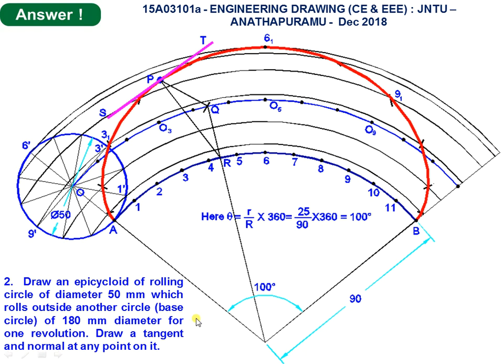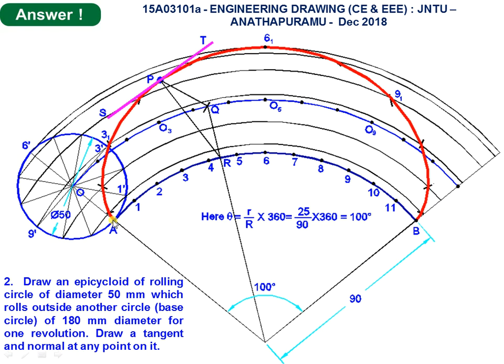The procedure is, first you draw a 180 mm diameter circle. 180 mm diameter means a 90 mm radius. Then draw a 90 mm radius arc AB, whose angle is 100 degrees. I arrived at the 100 such that this arc length AB must be equal to the perimeter of the circle.